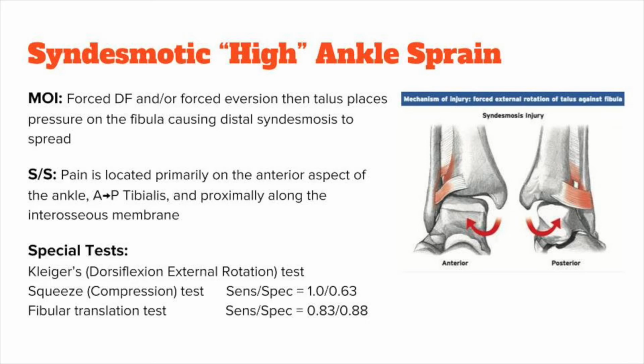So next we have the syndesmotic high ankle sprain. These are very similar to the medial ankle sprain in their mechanism of injuries. However, there are some key differences. Your recovery period for this pathology is going to be a lot longer. You can't weight bear with these injuries, and also the pain is going to be more anterior versus the medial ankle sprain. Some special tests that we'll be doing are the Kleiger's dorsiflexion external rotation test, the squeeze compression test, and the fibular translation test.